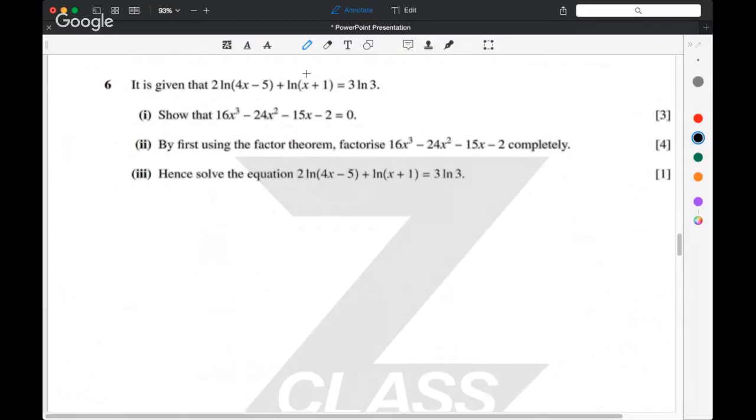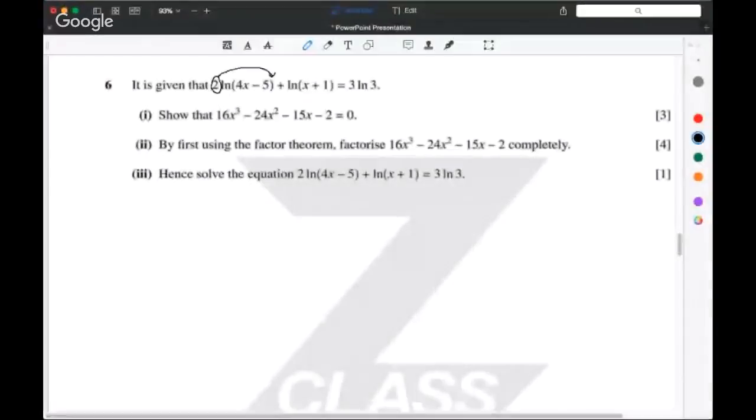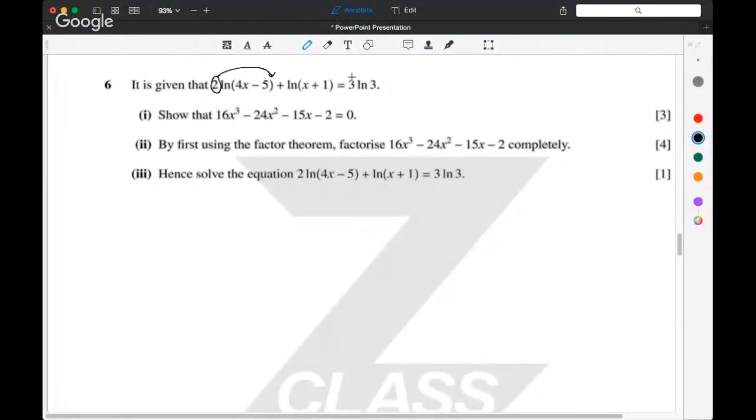So we're given this expression full of logarithms, and we're asked to find a quadratic. All this is really an application of the two main rules of logarithms: if you multiply a logarithm by a number, it's the same thing as raising the thing inside to that power. So we're going to do that with this one, and with this one. And then remember that if you add two logarithms with the same base together, it's the same thing as having one logarithm of the things multiplied together.